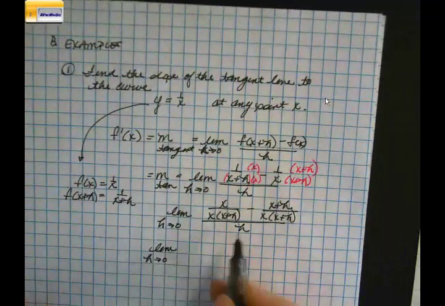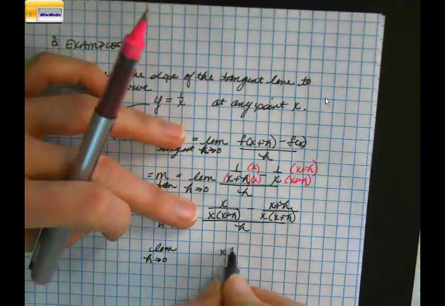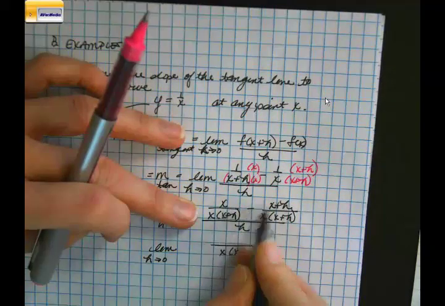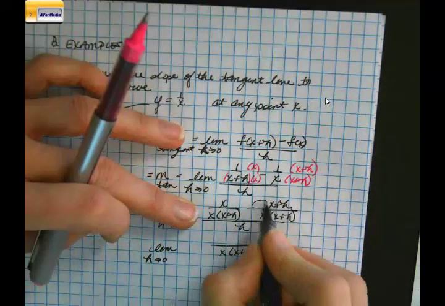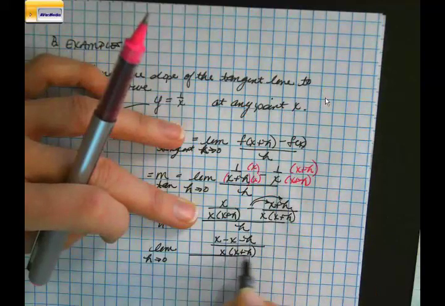So this becomes the limit as h approaches 0. In the top of the complex fraction, you now have a denominator of x times x plus h and a numerator of x minus, and you're going to distribute the subtraction, so this becomes x minus x minus h.